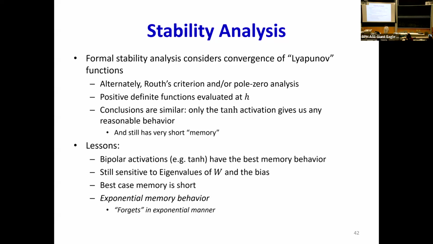So the lesson we have is that bipolar activations like tanh have the best memory behavior, but the behavior actually still depends only on the parameters. Specifically, it depends on the bias, and it depends on the eigenvalues of the recurrent weight matrix. And the best case memory is short. The memory behavior is exponential, and things are forgotten exponentially fast in every single case, except when the eigenvalue is 1. Is it sufficient for one eigenvalue to be 1?